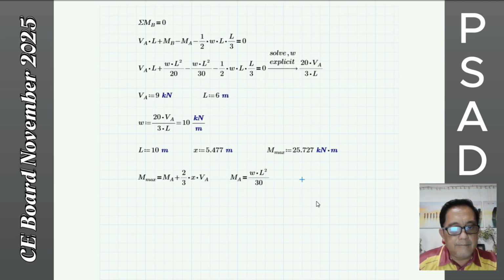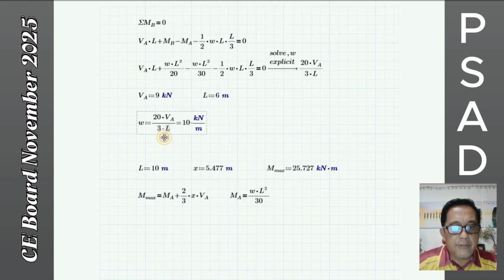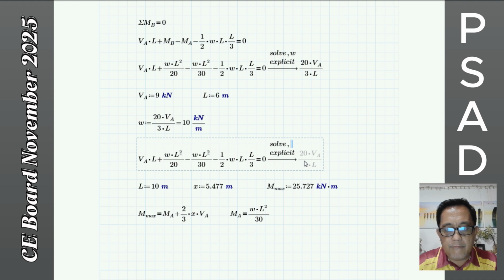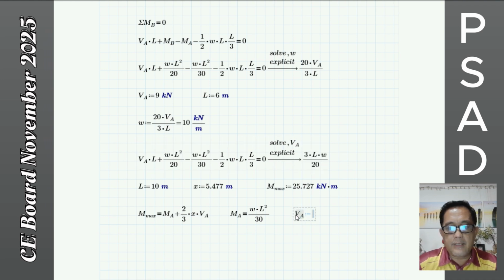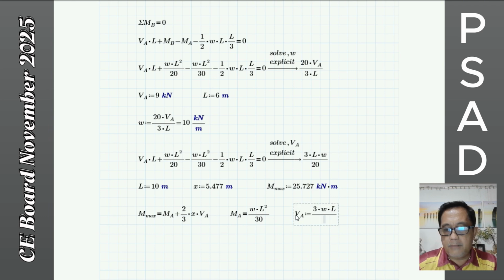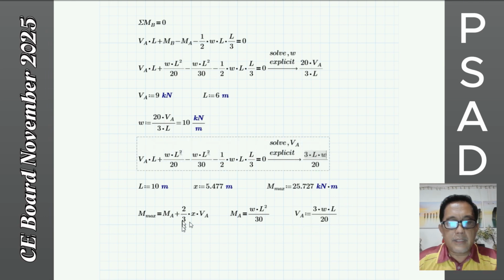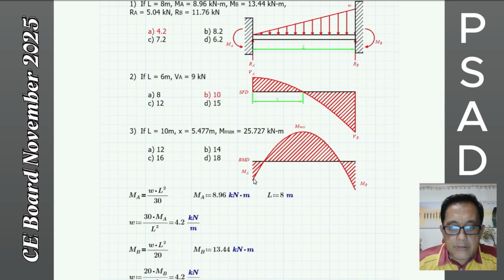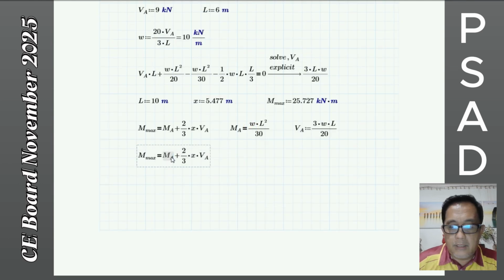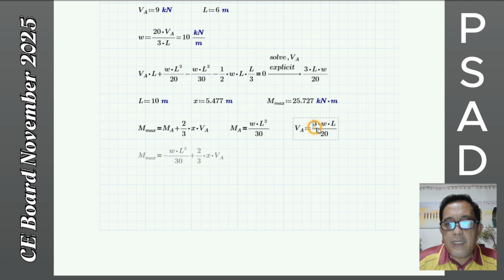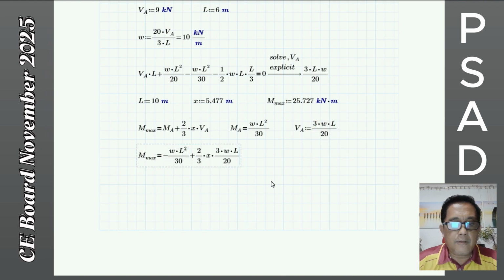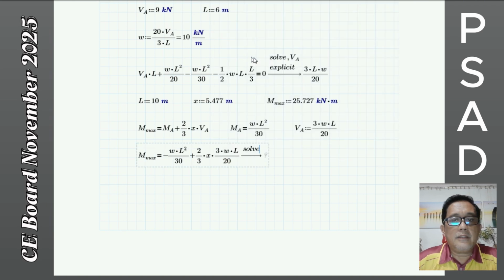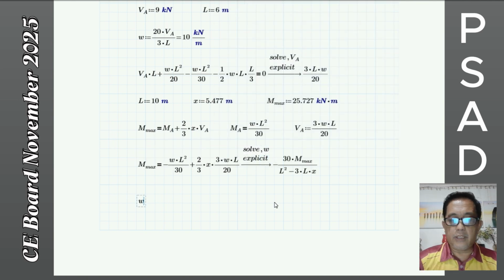How about V sub A? Okay, for V sub A, because this is for W, let's copy this again. Put it here. Instead of solving for W, let's ask MATHCAD to solve for V sub A. So V sub A is 3 times W times L divided by 20. Okay, this one. So let's substitute this here. But be careful with MA. MA here is below the 0 line, so this should be negative. So this is negative MA plus VA, which is this. Then we'll substitute VA with this one. And let's ask MATHCAD to solve for W explicitly. Symbolic solve W explicit. Okay, so W equals this one.